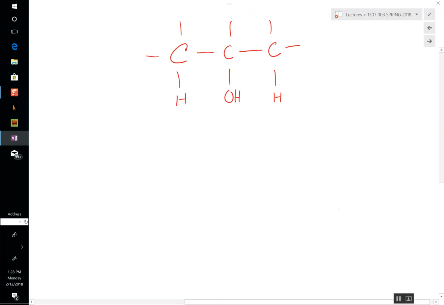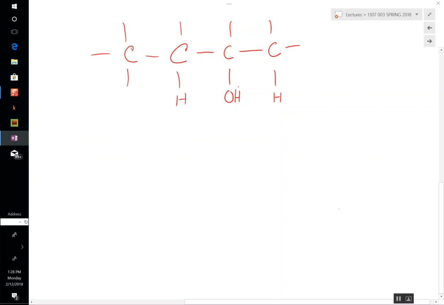Wait a minute. Is this the molecule I want? Yeah. No, let me put another carbon right here. I need to put another carbon over there. I don't need it for its hydrogens. I just need it for this illustration.